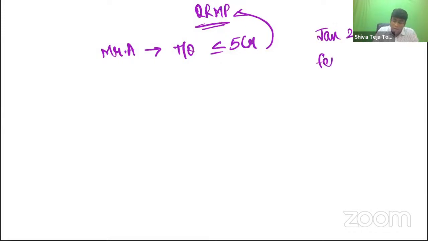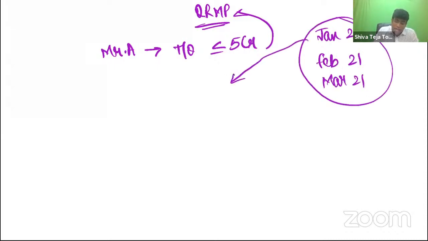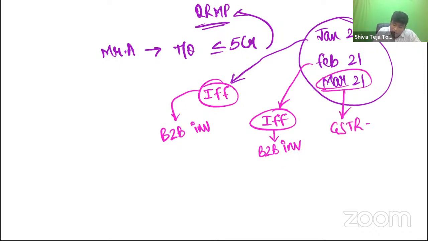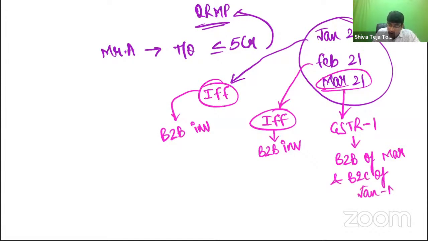Now there is Jan 21, Feb 21, March 21. Now what happens is that in Jan 21, he will use IFF, invoice furnishing facility, and he will report only the B2B invoices. February also only IFF, B2B invoices. And the due date is very clearly what, my dear friends? 13th of next month. And for March month, he will file GSTR1 where he will show B2B of March and B2C, of course, of Jan to March.